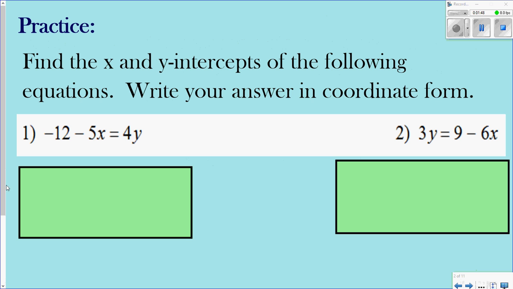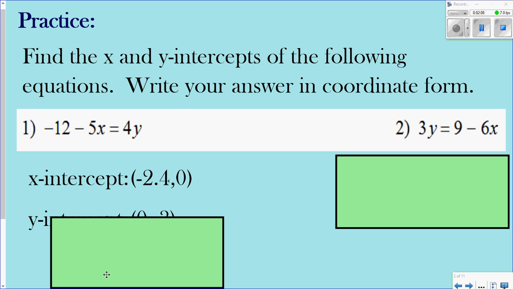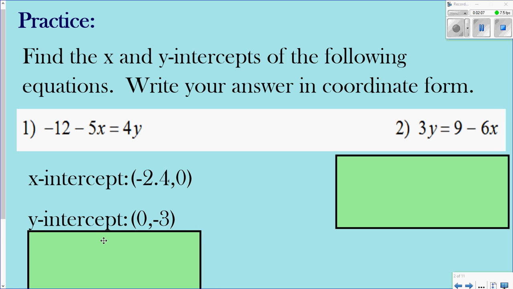Alright, so there are 2 practice questions. They want us to find the x and y-intercept of the following equations. So for this one, in order to find the x, we have to make the y 0, and in order to find the y, we have to make the x 0. So if you were to do the work, plug it in, you would get your x-intercept as negative 2.4, 0 and a y-intercept of 0, negative 3.